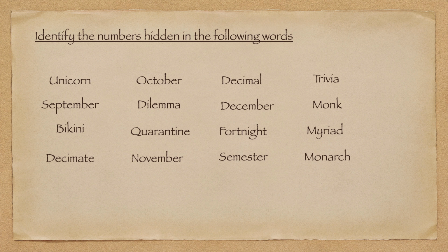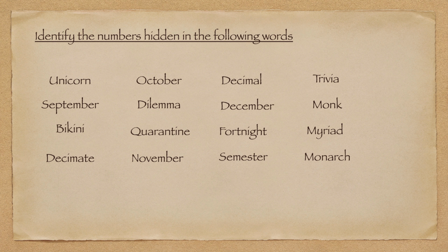In this session, we're going to learn connections between an octopus and the month of October, between a bikini and a dilemma, between a monk and a monarch. Or in other words, we're going to look at words today which have a number driven root in them. That is, there is a number connection. Numbers from 1 to 10 are hidden in these words.